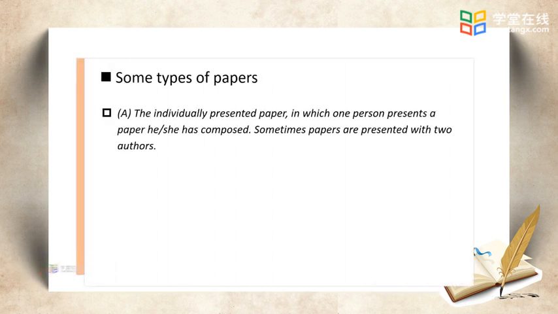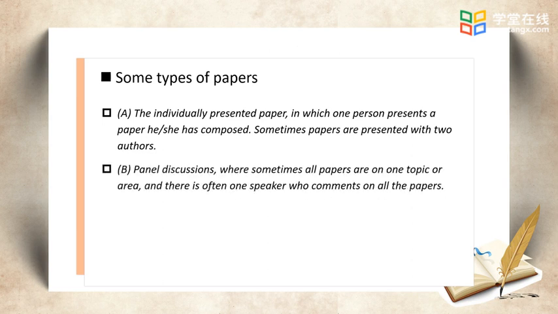Some types of papers. A, the individually presented paper, in which one person presents a paper he or she has composed. Sometimes the papers are presented with two authors or even more. B, panel discussions, where sometimes all papers are on one topic or area, and there's often one speaker who comments on all the papers.